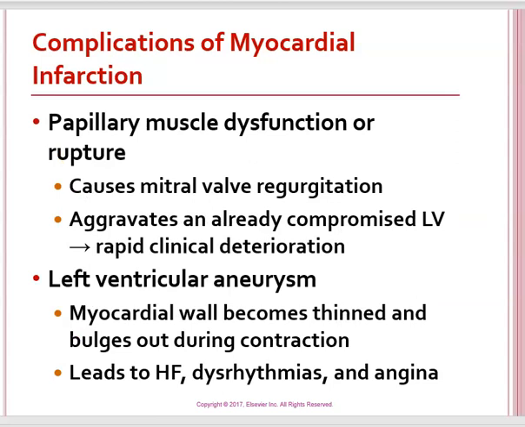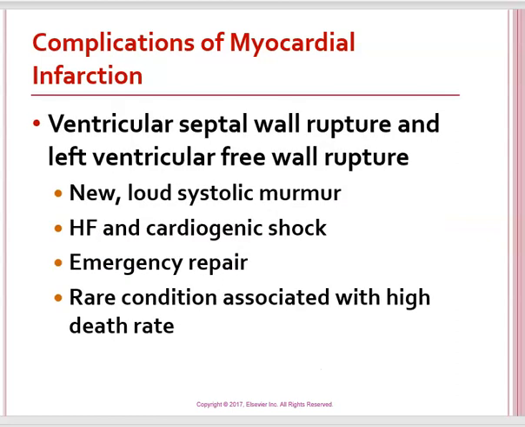That's going to cause mitral valve regurgitation. Now the left ventricle is already hurting and it's going to get worse. If they develop a left ventricular aneurysm, okay, that can lead to heart failure, pretty pronounced dysrhythmias, VTach, VFib, and they will be having pain. The septal wall rupture, they get a big loud murmur, and now they're in heart failure and they are in cardiogenic shock. They have to go for repair of that.